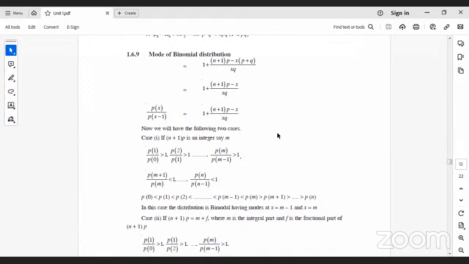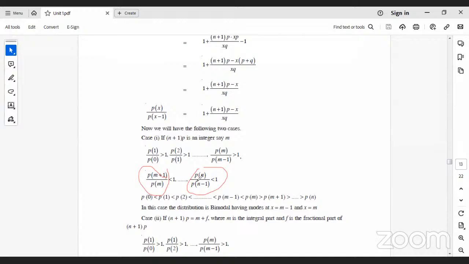So therefore case 1, if n plus 1 p is an integer, it says p1 by p0 greater than 1, p2 by p1 greater than 1, p3 by p2 greater than 1, and lastly pm by pm minus 1 greater than 1. So అది కానీ m లో ఉన్నట్లయితే m లో కండిషన్ లో అయితే pm plus 1 by pm less than 1, pm plus 2 by pm plus 1 less than 1, and so on, pn by pn minus 1 less than 1. The condition is satisfied: p0 less than p1 less than p2, and so on, pm minus 1 less than pm.